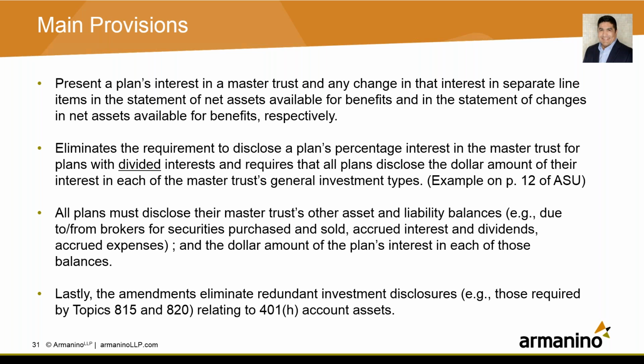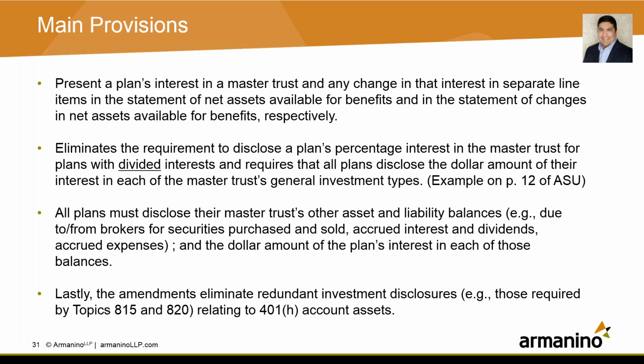Now this third bullet is a new disclosure requirement for plans. All plans must now disclose a master trust's other assets and liabilities, such as due to or from brokers for securities purchased or sold, accrued interest and dividends, and accrued expenses. Plans must also disclose the dollar amount of their interest in each of those balances.